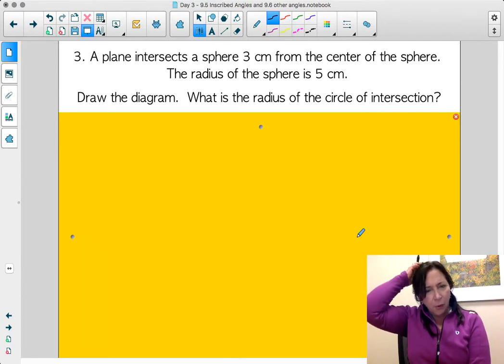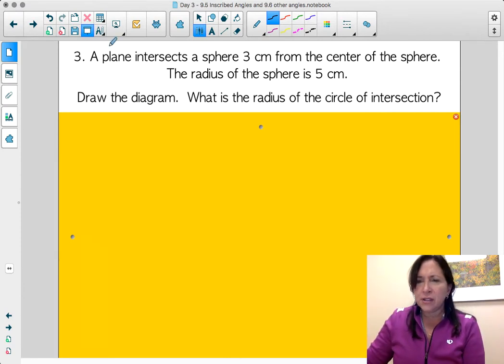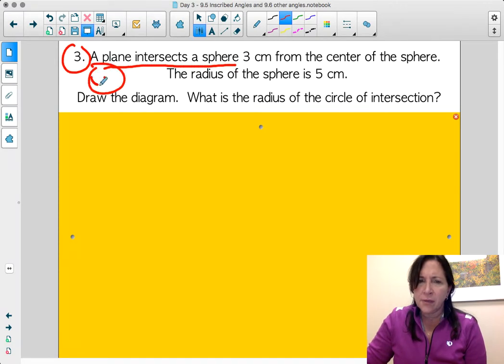Now, for this problem, I actually would like you to draw this yourself and try to come up with a picture. You'll see something very similar to this in your homework and possibly on a test also. It says a plane intersects a sphere. Remember, spheres are three-dimensional, so try to draw those like that.